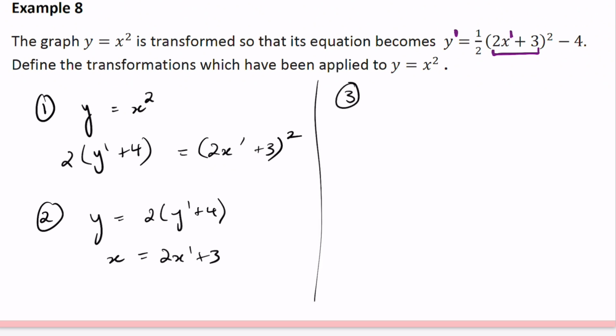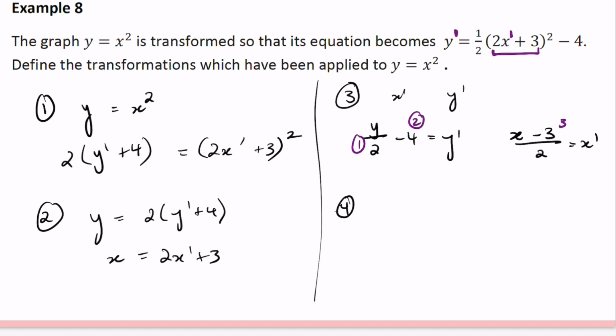Step 3, we're going to get x dash and y dash by itself so we can see what has happened to x and y. So I'm going to take the 2 over by dividing it and then subtract 4 for the y's. And then for the x, I'm going to subtract 3 and then divide by 2. And then for step 4, I'm going to determine my transformations by labeling. So that'll be 1, 2, 3, 4.